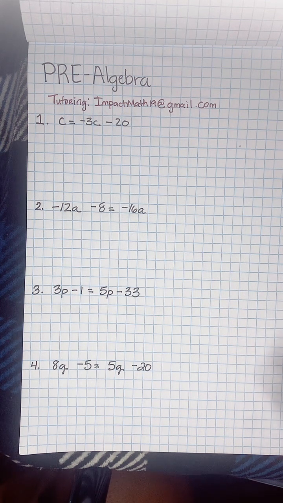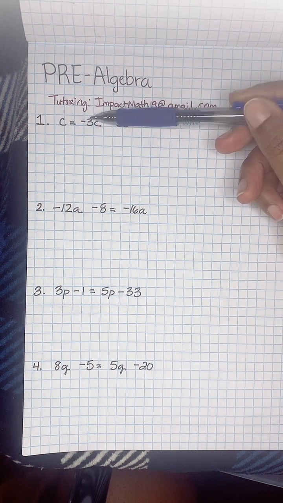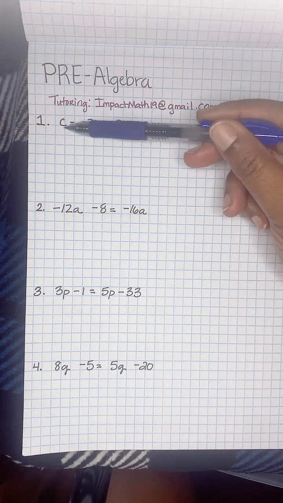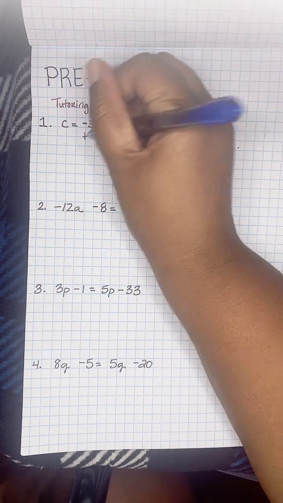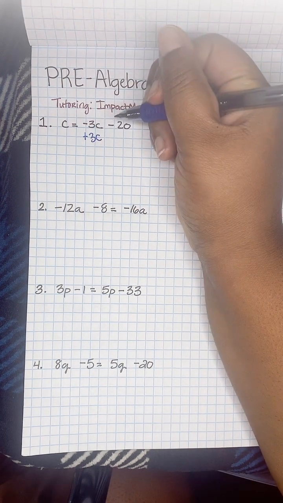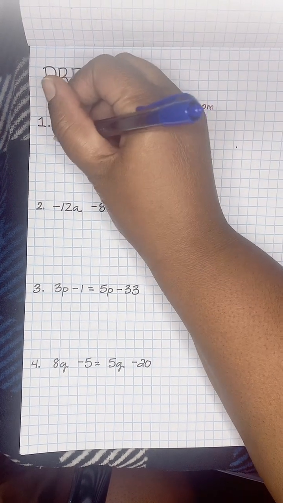Plus 3C. Good. She said plus 3C. Yes, we want the C's on one side, and we don't want it with the 20. So we're going to do the opposite of plus 3C.